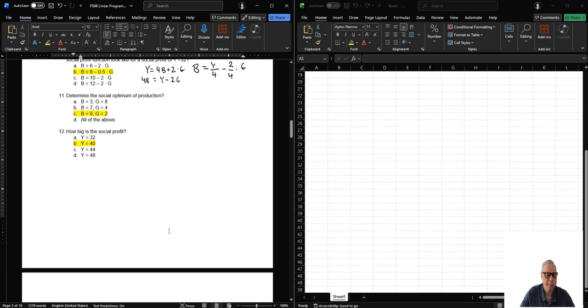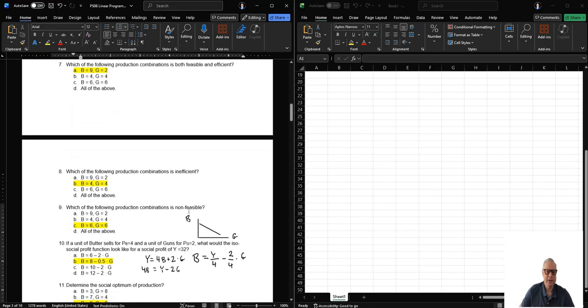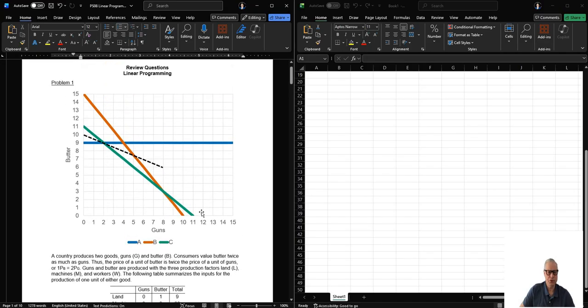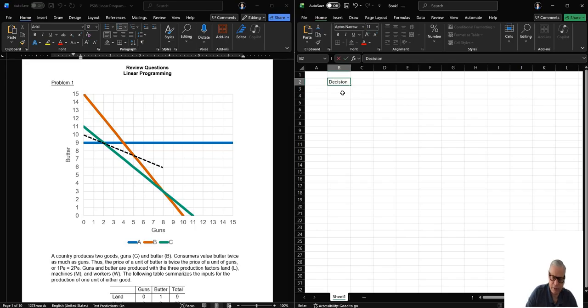Okay, so that's it, and so we have derived the solution graphically, but let's also quickly program that in Excel. And so we always start with the decision variables. And we have guns, and we have butter.